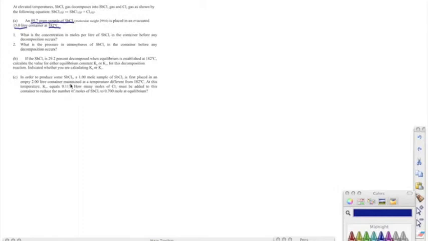So they want to know, first of all, what's the concentration in moles per liter? So what's the molarity of the SbCl5 in the container before anything happens? What is our starting concentration? Well, they gave us grams and they gave us liters. We want our answer to be in moles per liter. We got the liter part taken care of. We just need to convert grams to moles, which is easy enough.